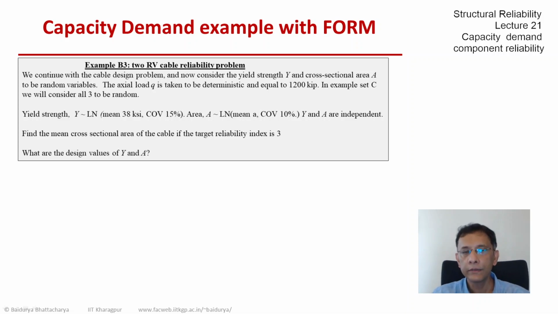In example B3, we continue with the same k-bord reliability problem, but with a twist. It's still a 2 random variable problem, but we have a new random variable, the cross-sectional area, and we treat the load as a deterministic quantity. So Y and A, the yield strength and the cross-sectional area, are random. The load is not. So let's take a minute to read the problem and then solve it.